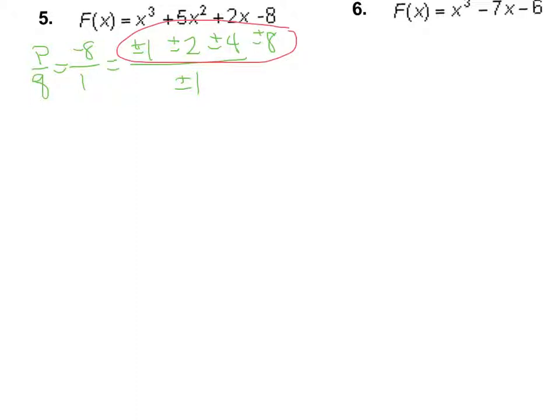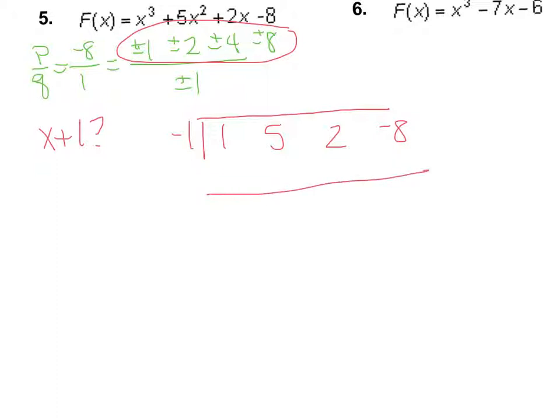So I'm going to pick a number at random. I'm going to start with positive 1. So I want to find out, is x plus 1 a factor? Well, if it is, then when I do negative 1 outside my division symbol, I'm going to have 1, 5, 2, and negative 8. And I'm going to do my synthetic division.